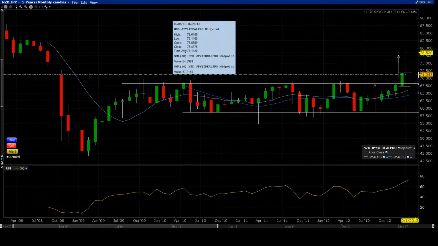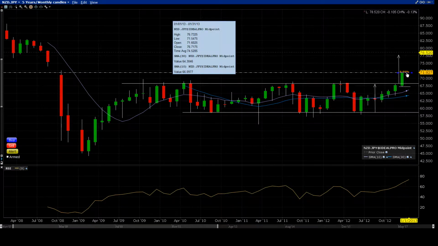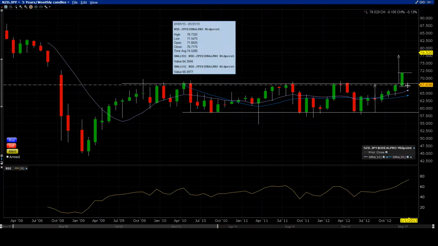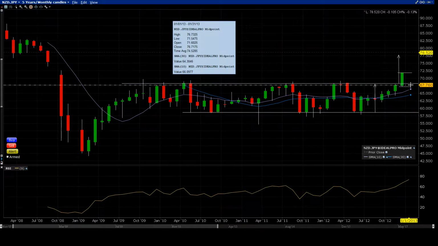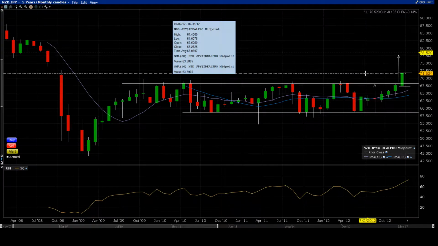So the further away you are right now, what's the delta? I see 71. I would have entered at, let's say, 71.92. Sell stop 67. That's 4 cents, 4 cents and a half difference.